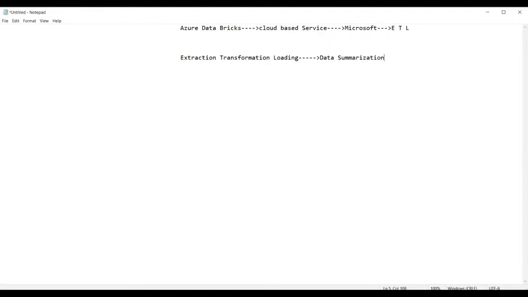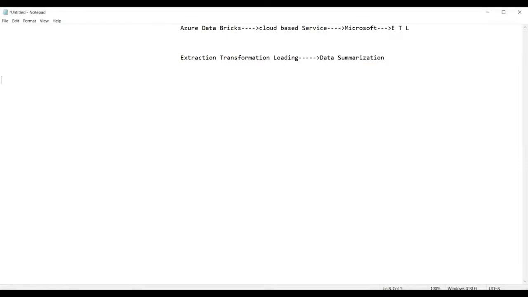It is a process of what? Data summarization. Extraction, transformation, and loading. Wherein for the process of ETL, that is called extraction, transformation, and loading, guys, we require the following.